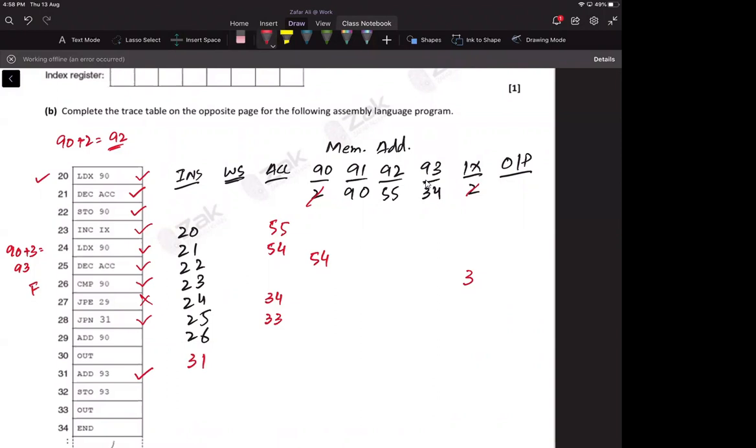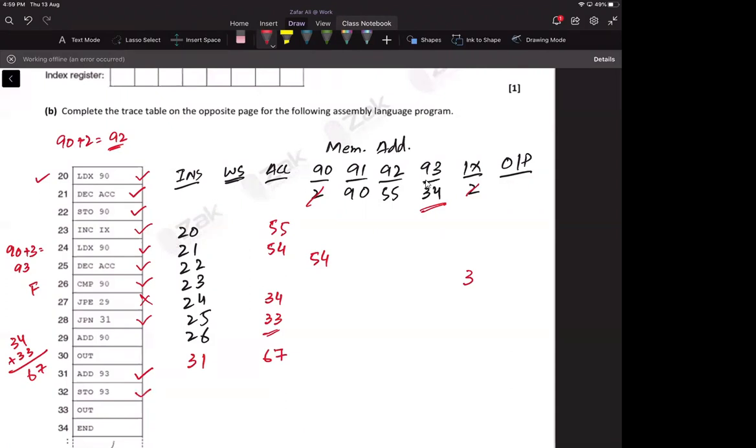Instruction 31 says add 93. So what is at 93? 34. What is in the accumulator? 33. This working needs to be done over here, so I am not doing it there. You people will be doing it in the given workspace area. So 93 is 34, so 34 plus 33 is 67.